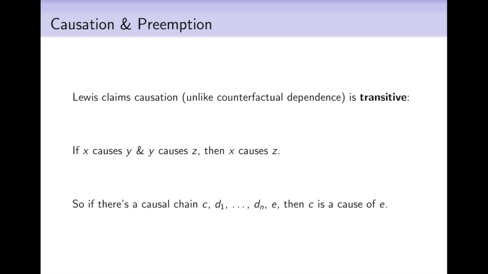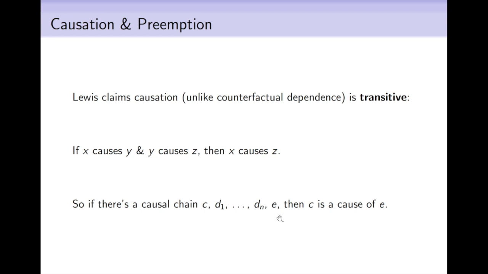Now, Lewis claims that causation is transitive. What does that mean? Well, we considered what a transitive relation was when we talked about identity earlier in term. In the case of causation, to say that causation is transitive is to say that if X causes Y and Y causes Z, then X causes Z. Lewis thinks that's a platitude, a truism about causation. So if causation is transitive, then we can infer that if there's a causal chain connecting C and E, then C is a cause of E.